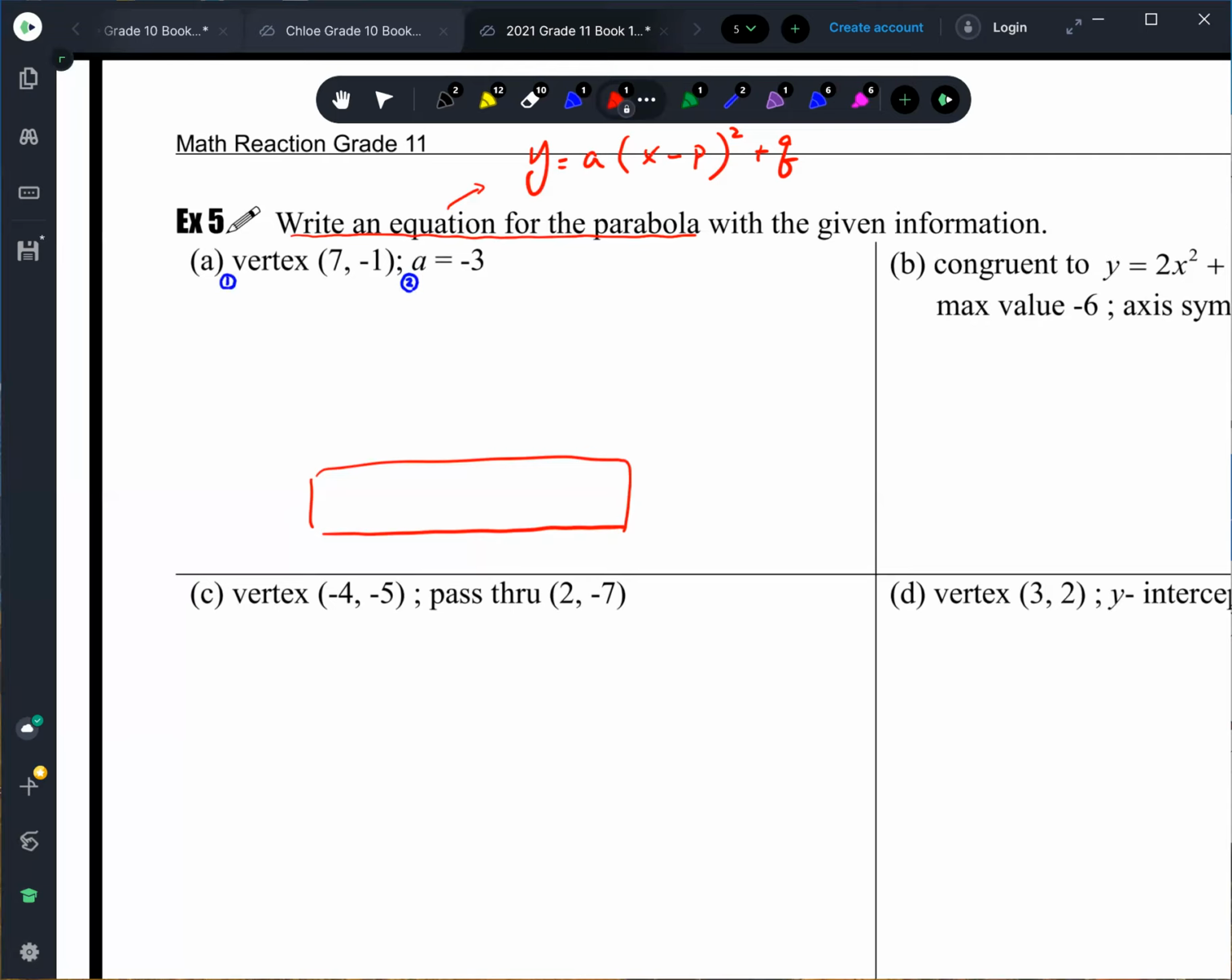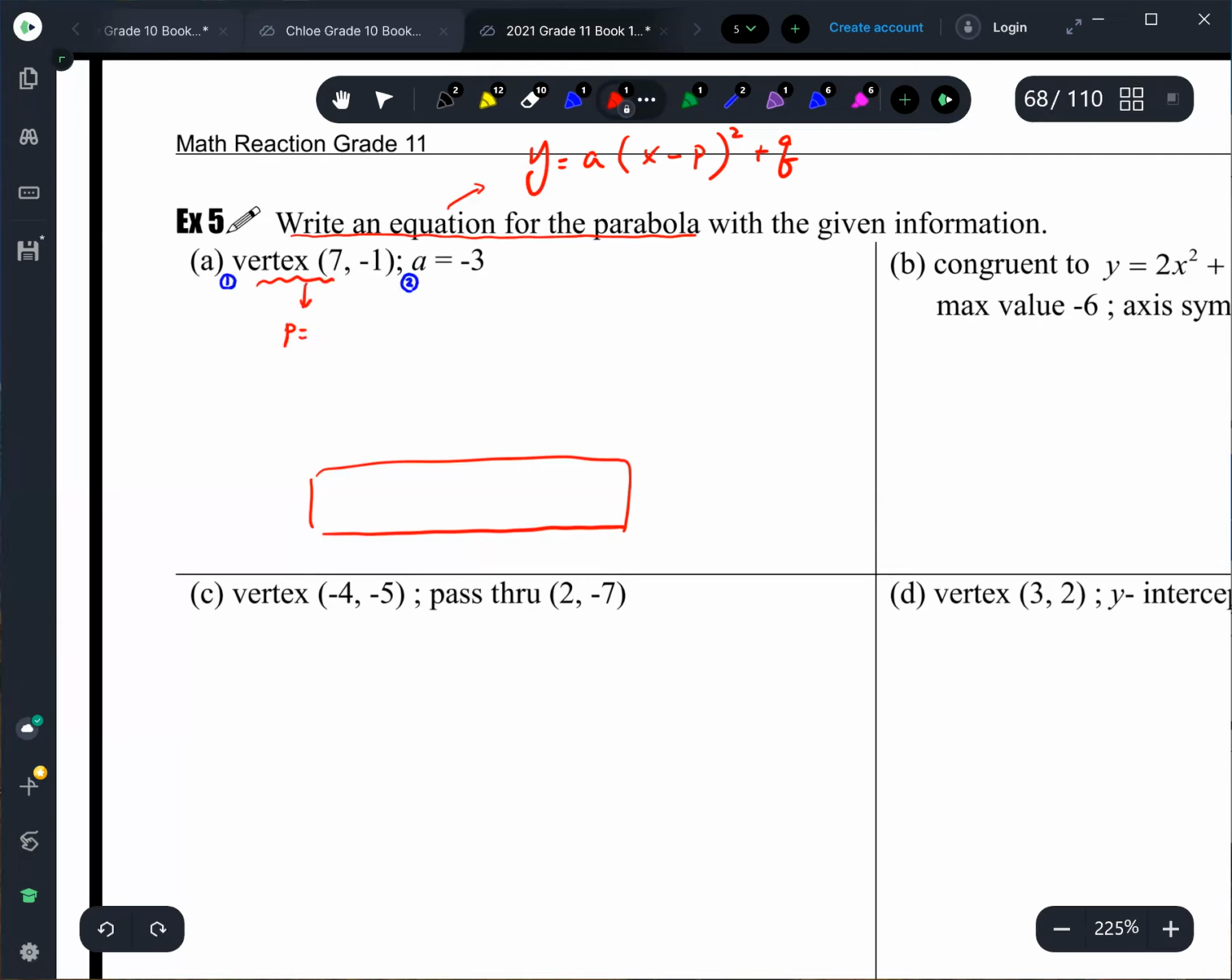All right, if you have the equation, please raise your hand. Okay, Geoffrey, what does the vertex tell us? P is 7 and q is -1. P is 7, right? And q is -1. Okay, so what you see is the p and q. You don't need to change the sign. So all we need is the a, p, q, right? And they tell you a is -3. So we just need to plug it in.